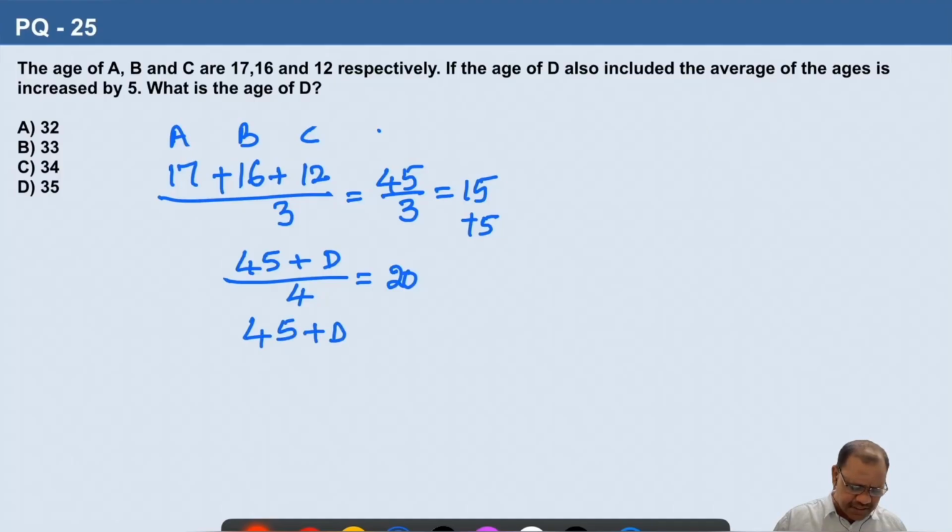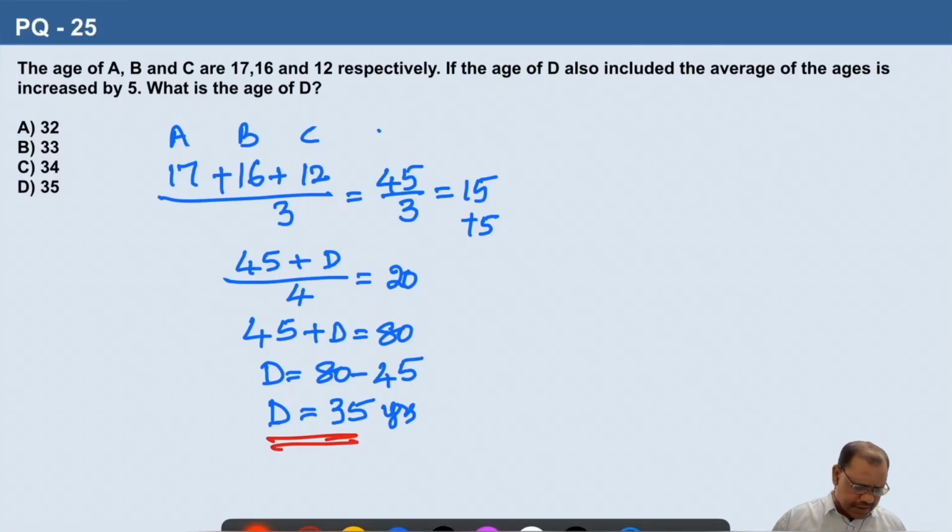45 plus D is 4 into 20, which is 80. D is equal to 80 minus 45. So, D is equal to 35. Age of D is 35 years. So, the correct answer is option D.